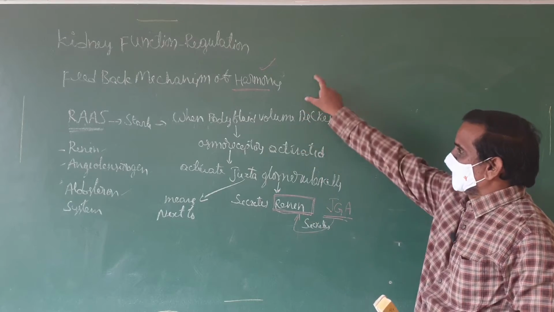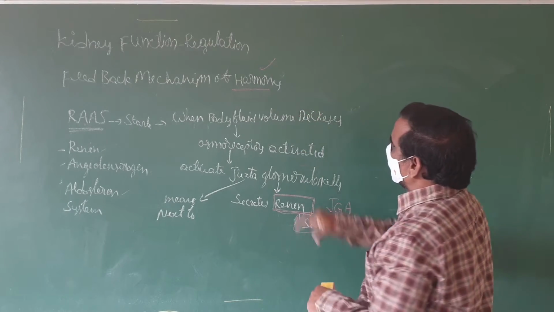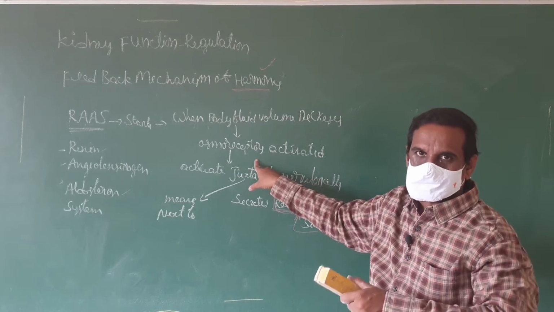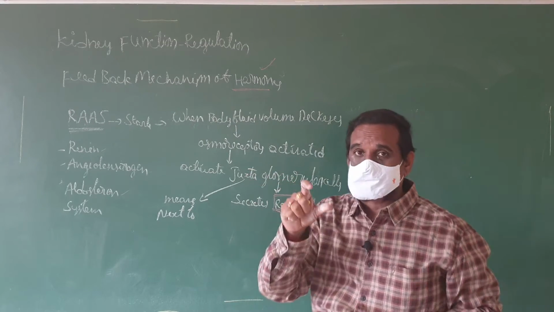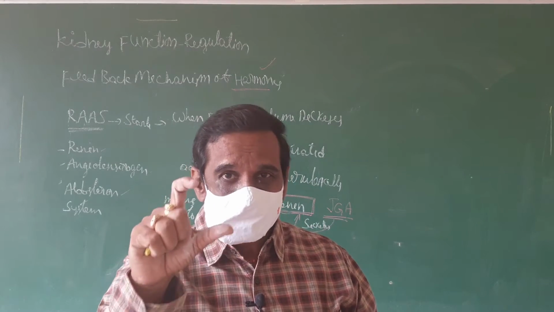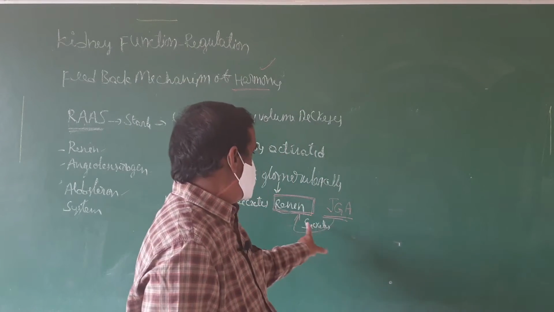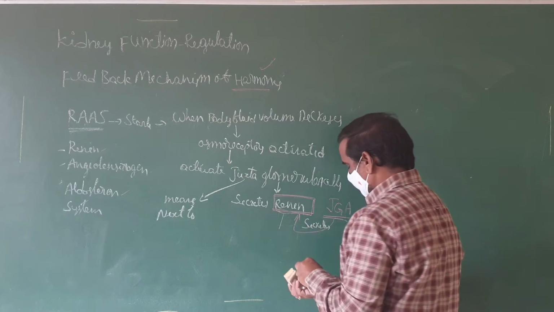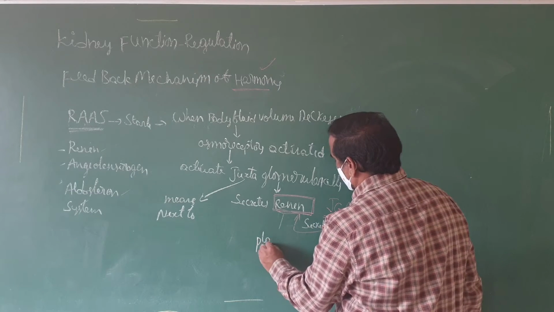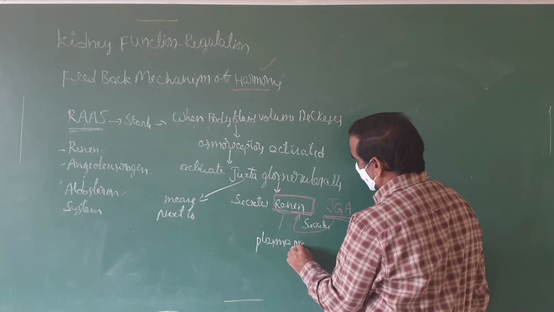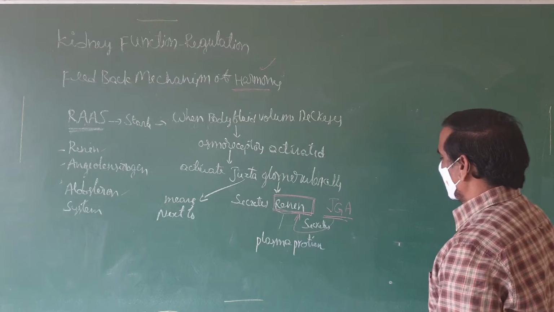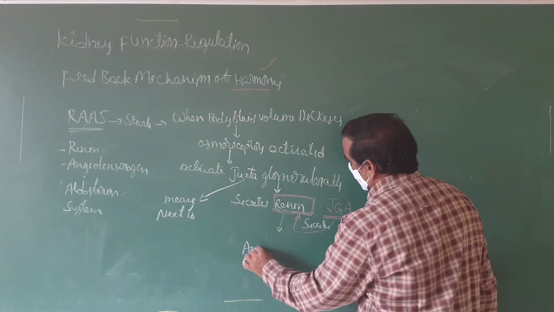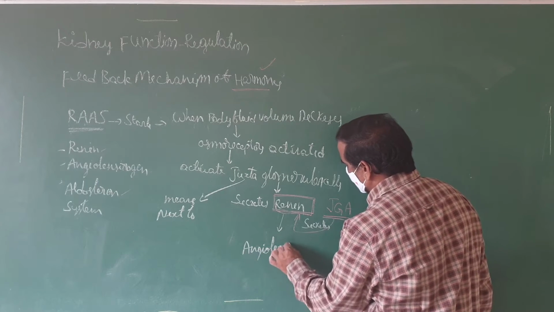First, we have to finish this one. How does the RAS mechanism work? Here you see, first, body fluid volume decreases. Which receptors are activated? Osmoreceptors are activated. These osmoreceptors activate juxtaglomerular cells. Juxtaglomerular cells secrete renin. Now, renin secretion is started. This renin is a plasma protein. This renin works on angiotensinogen.